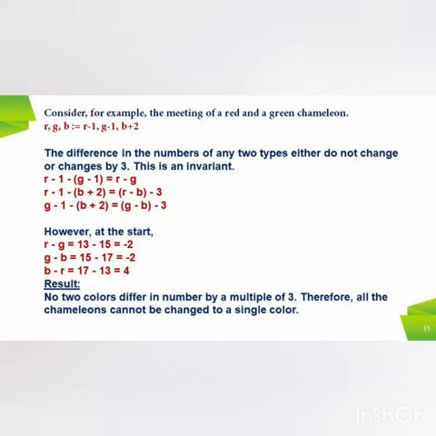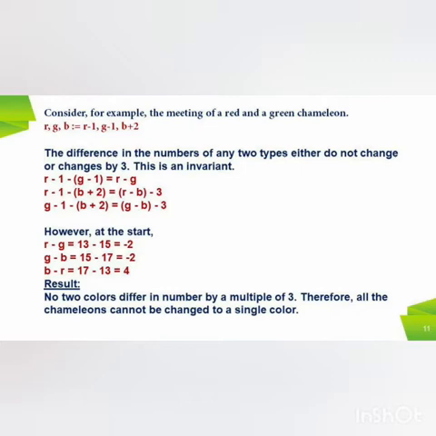However, at the start we have 13 red, 15 green and 17 blue chameleons. So what will be the result of r minus g? R value is 13, g value is 15. So 13 minus 15 is equal to minus 2. So minus 2 is not a multiple of 3.